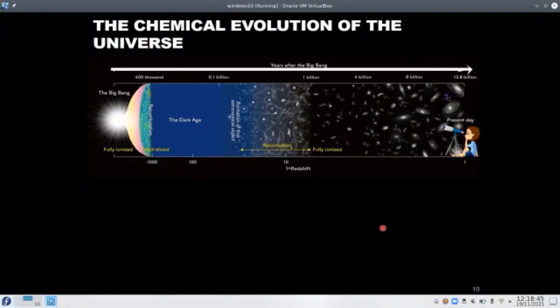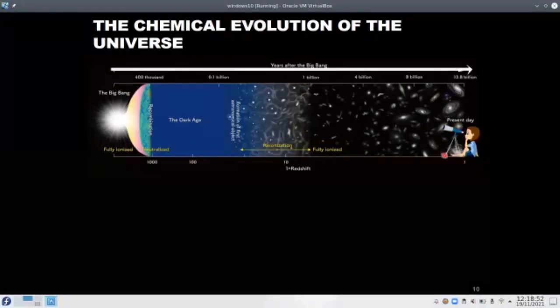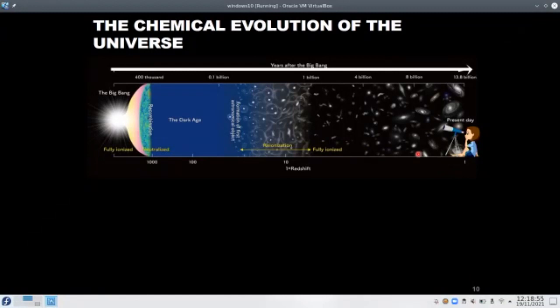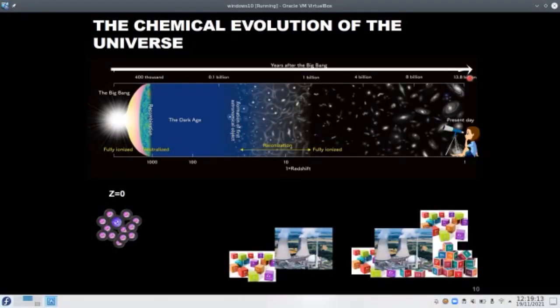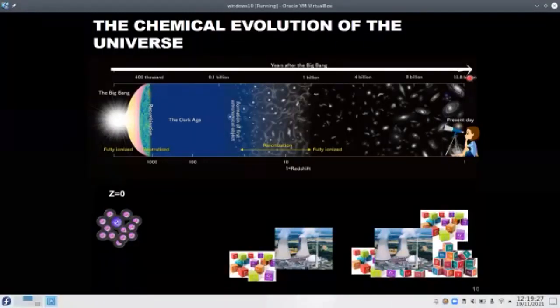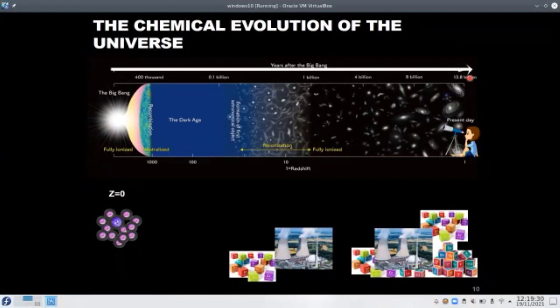Okay, so we have this cartoon with the evolution of the universe. We have the Big Bang here, and this is the present day from where we are observing the universe. And this is basically the arrow of time. The universe at the very beginning was made mostly of hydrogen and helium. And it was only when the first stars formed that the periodic table began to be populated. So we have an evolution of the chemical content of the universe from basically hydrogen and helium at the very beginning to an average chemical composition that resembles very much the sun's.